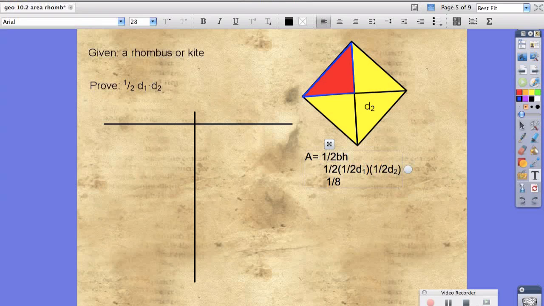This gives us 1/8 diagonal 1 times diagonal 2. That's the area of one triangle. Now, we want the area of the entire rhombus or kite. So because we did it for one triangle, we're going to multiply by 4. So 4 times 1/8 d sub 1 times d sub 2. And that simplifies to 1/2 d sub 1 times d sub 2. And that's the area for a rhombus or a kite.